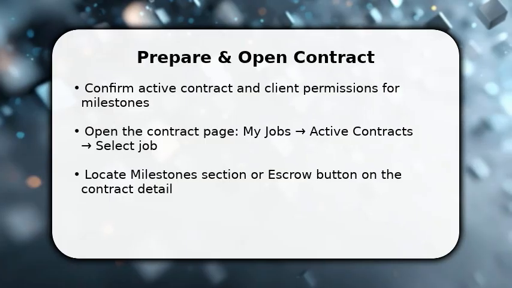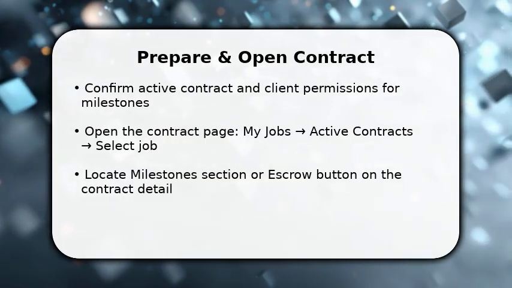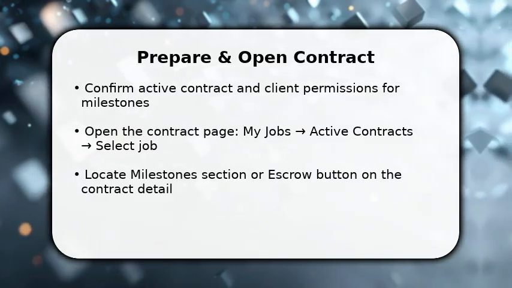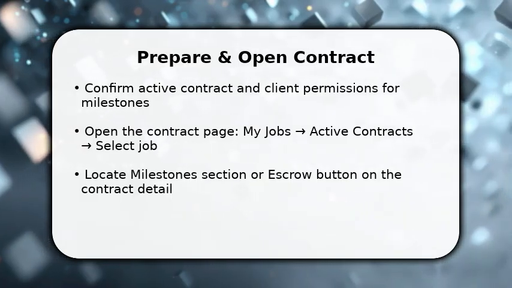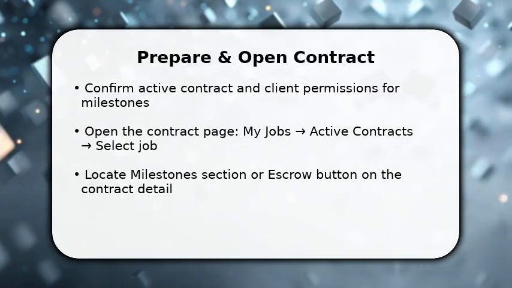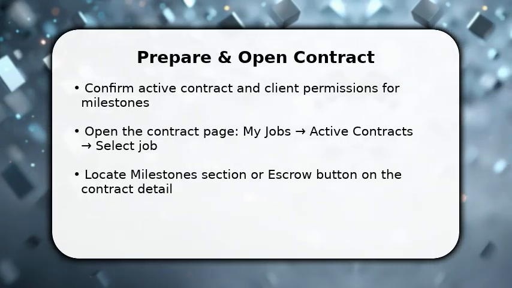You start by confirming prerequisites, an active fixed-price contract or client approval for Milestones. Open My Jobs, pick the active contract, and go straight to the contract's detail page. Once there, locate the Milestones or escrow section. This is where you'll add a milestone. If you don't see it, make sure the contract is fixed price and the client hasn't disabled Milestones.